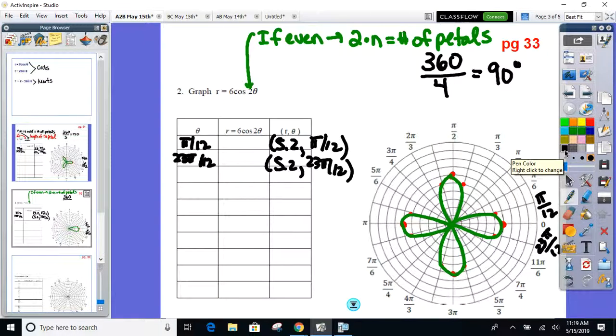Everyone all good here? Because sine is a totally different beast. Cosine, hey, cosine's easy. It always starts where? On the x-axis, and then you can easily find how many degrees apart they are. That's the cosine's beauty. Sine is just out of control. You ready for a sine one now?